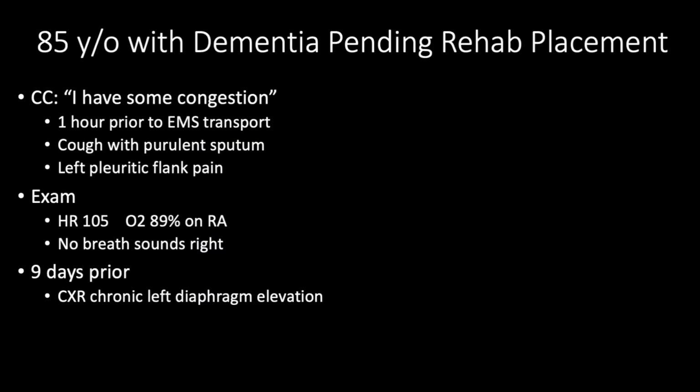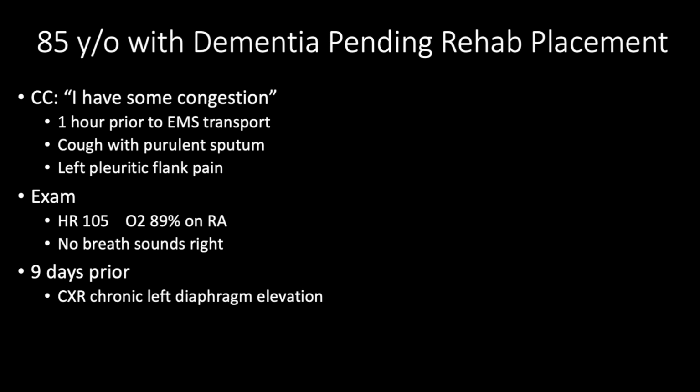All right, let's move on to a different scenario. This is an 85-year-old with mild dementia, pending rehab placement. The day of transfer, he says, "I have some congestion," and 1 hour prior to transport to his rehab center, he also notes some cough and purulent sputum production and left pleuritic flank pain.